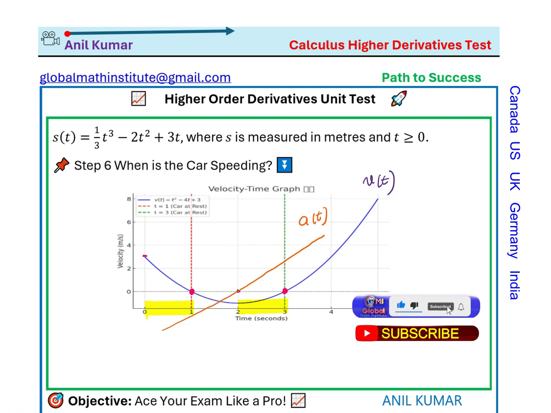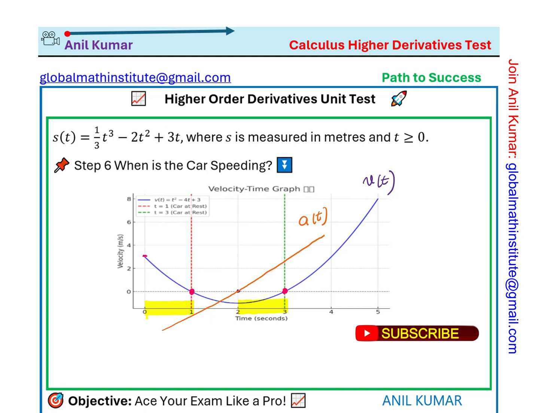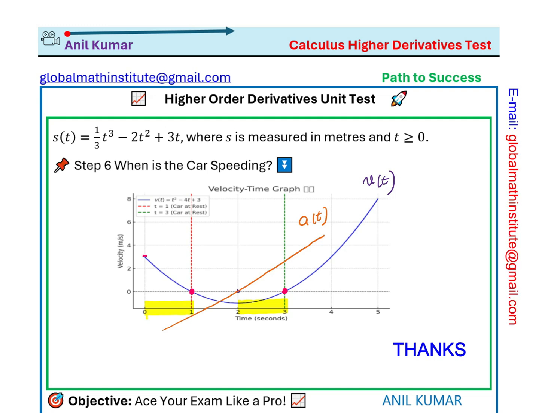So I hope with this you have understood how to work with higher order derivatives relating displacement, velocity, and acceleration. We have understood the key concepts for when a particle returns to the initial position, when it is at rest, and when it is slowing down. The other intervals are when it is speeding up, right? So all these questions I hope are absolutely clear.